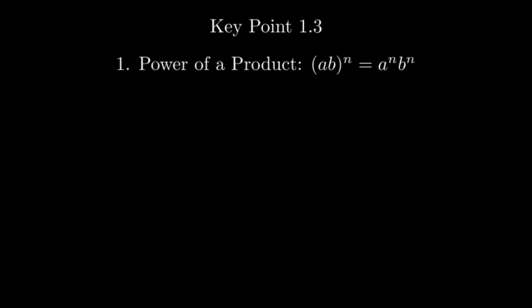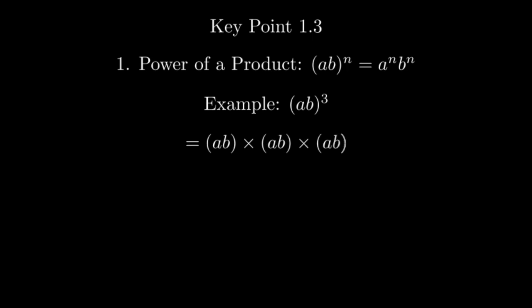Now, let's introduce two more essential rules that deal with powers of products and powers of fractions. First, the power of a product rule. This says that if you have a product raised to a power, you can apply that power to each factor in the product. Let's see why this is true. If we take the product AB and cube it, that means we multiply AB by itself 3 times. Since we can reorder multiplication, we can group the A's together and the B's together. This gives us A cubed times B cubed. So the exponent distributes to each factor.